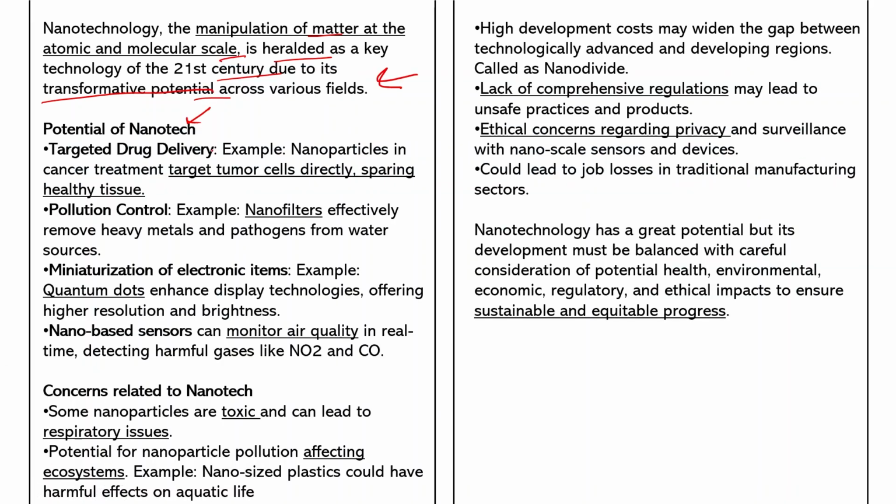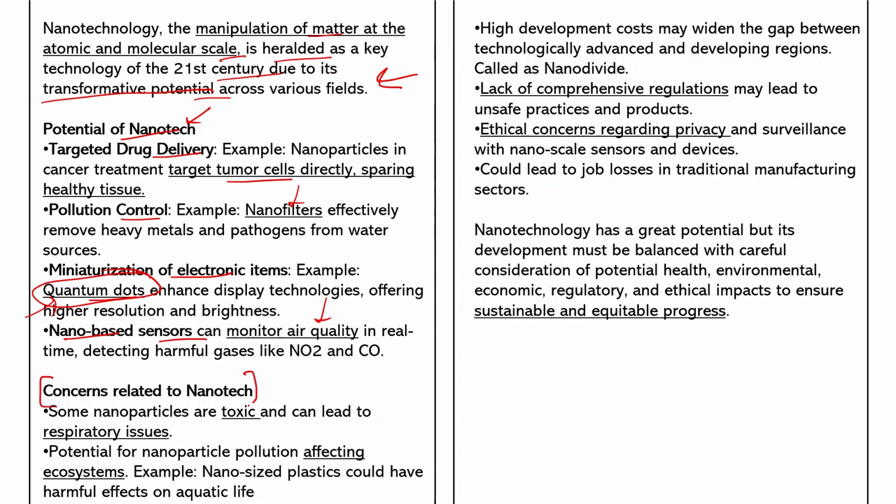Right. So you can write it will be used for targeted drug delivery, like for cancer cells, for pollution control using nanofilters, for electronic items like quantum dots. Nobel Prize was awarded last year for quantum dots, so do read up on it. Then nano-based sensors are also going to help in monitoring of air quality, etc. So there are tons of applications of nanotechnology. You can write as many as you want. 4 or 5 points are going to be alright for you.